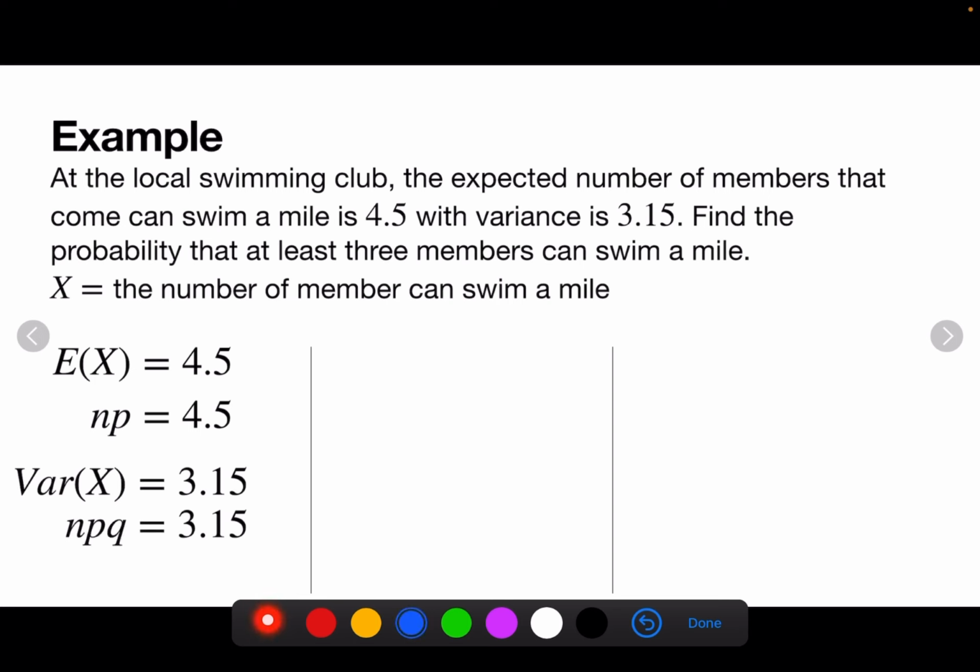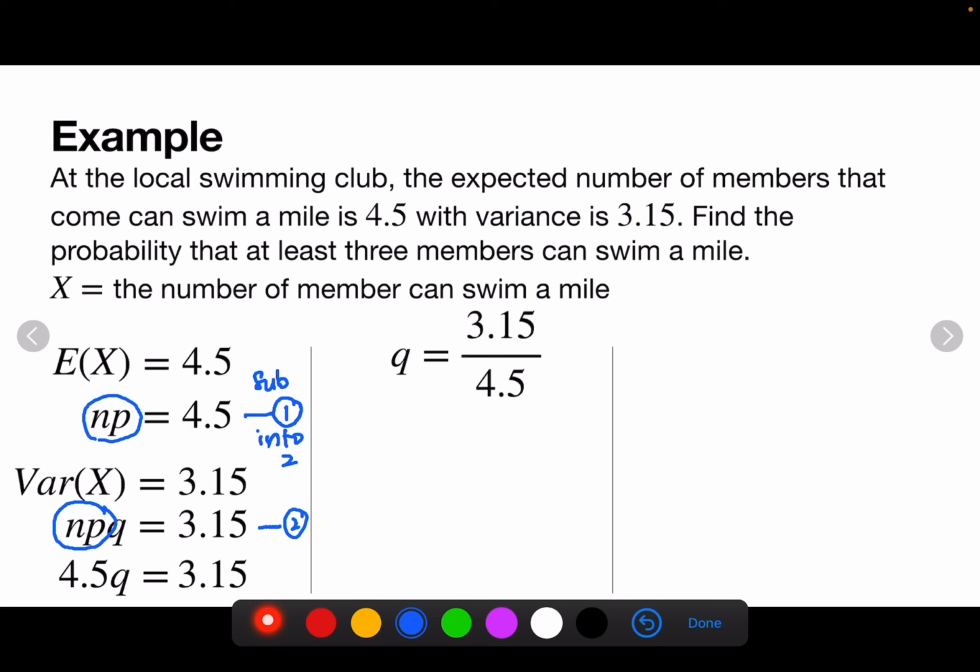If you look here, NP, this is also NP. So you're going to substitute 1 into 2. We're going to get 4.5Q equals 3.15. So you find the value of Q, which is 3.15 divided by 4.5. We're going to get Q as 0.7.